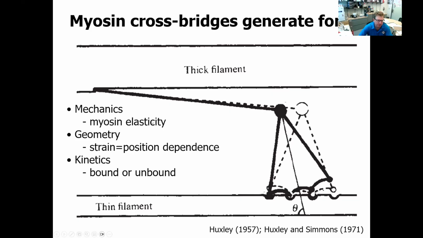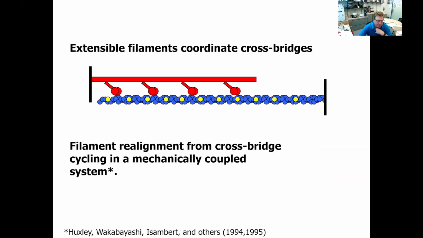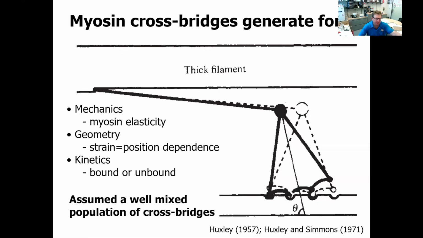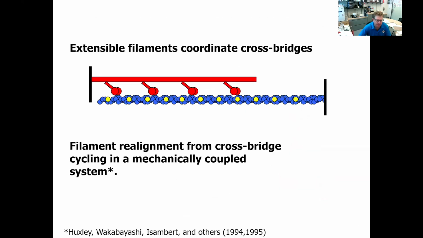Two important things to think about: we've got the mechanics, so cross bridges are elastic and filaments are elastic. We've got geometry having a component that affects kinetics, where position dependence and strain change the system. And then we have bound or unbound forces. This shows you scaling up from what was assumed, a well-mixed population of cross bridges and one particular interaction, as we've shown before, versus a system where there can be some flexibility and linearly elastic springs between the different myosins, and what the implications of that are.